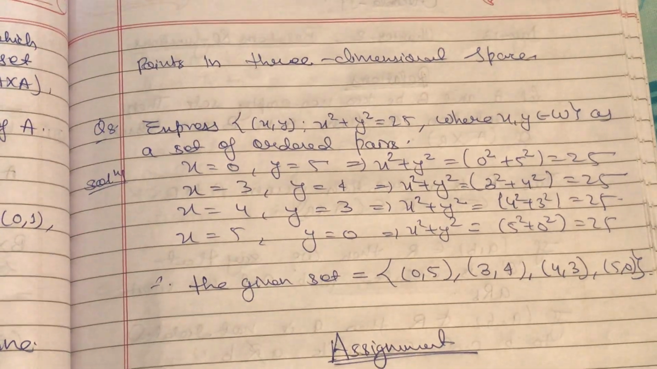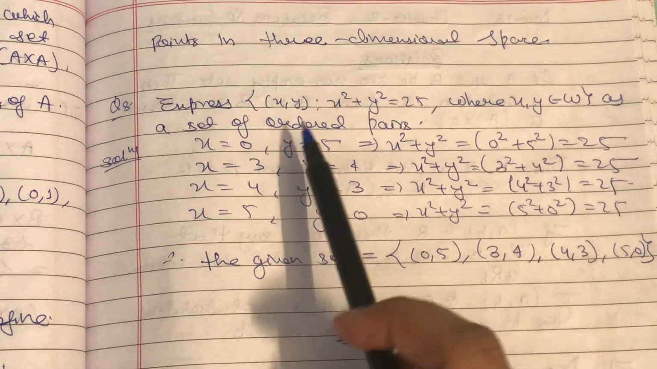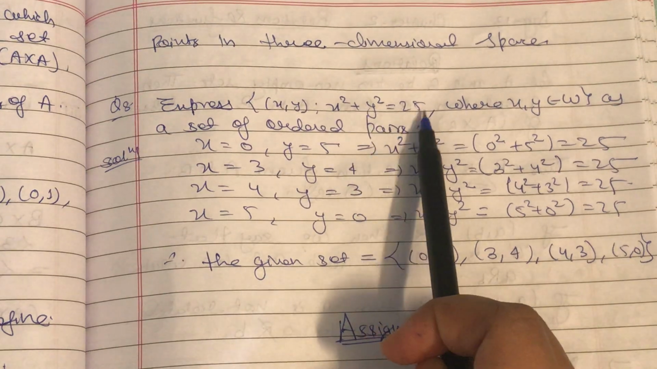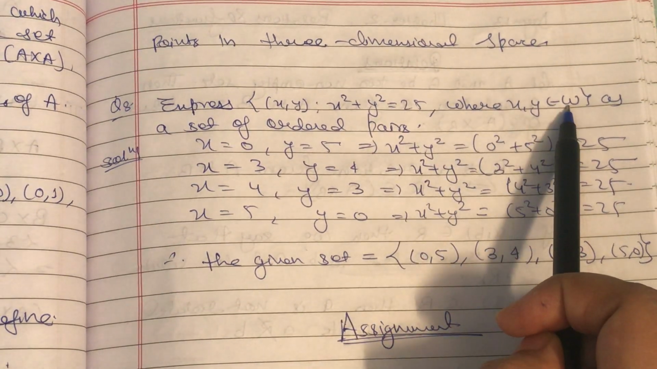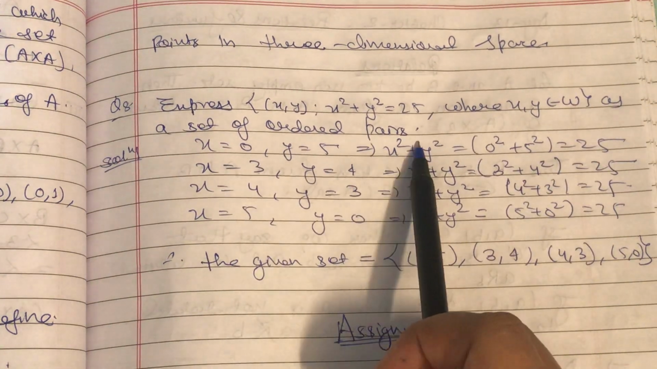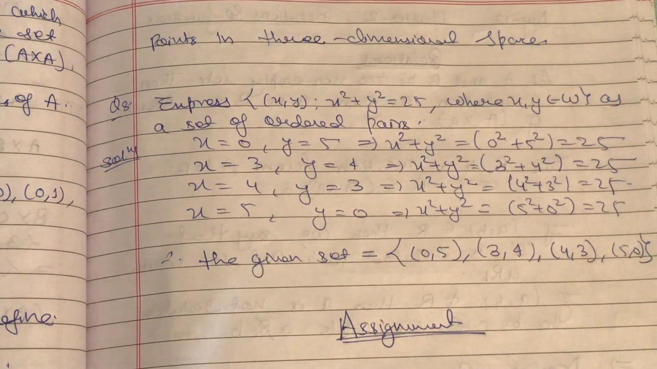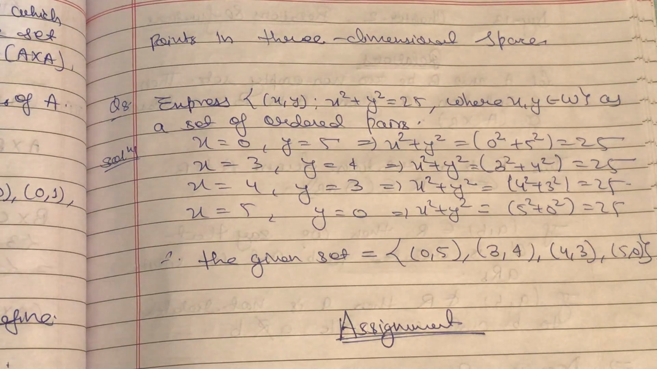The last question for today's video: express {(x, y): x squared plus y squared equals 25, where x, y belong to W, that is the whole numbers} as a set of ordered pairs. Now in this question, whenever you get a question like that in the form of an equation, try all the possible pairs which satisfy the given equation.